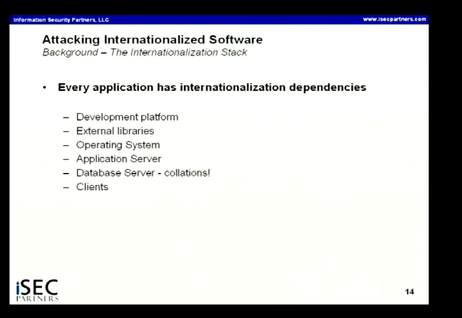So for example, if I'm writing any application, my development platform is going to have some sort of internationalization support. My external libraries, anything I call into, same thing. Operating system, same thing. Application server, database server. Anytime I'm going off a machine, I'm going to have almost certainly some kind of attack surface or be crossing an internationalization boundary. And of course, the client's at the end of the line.